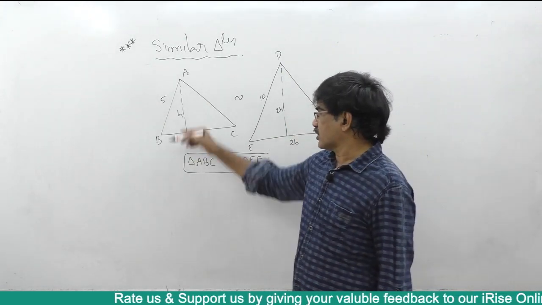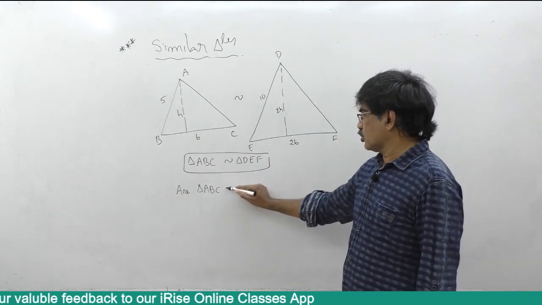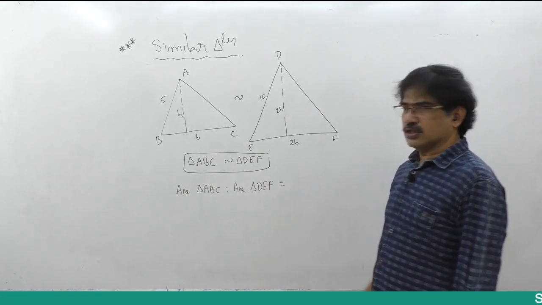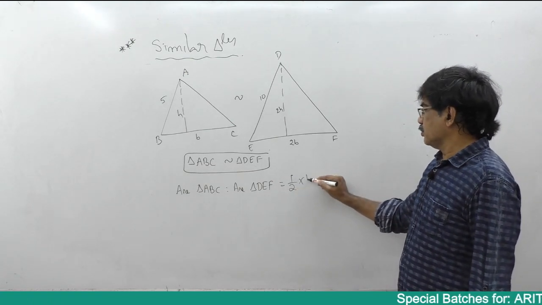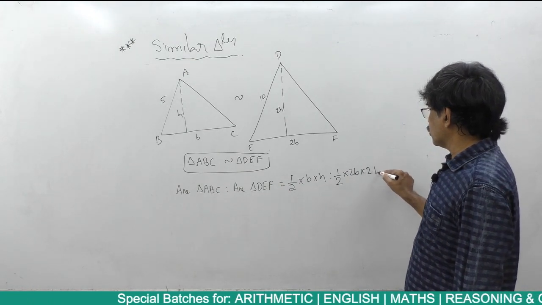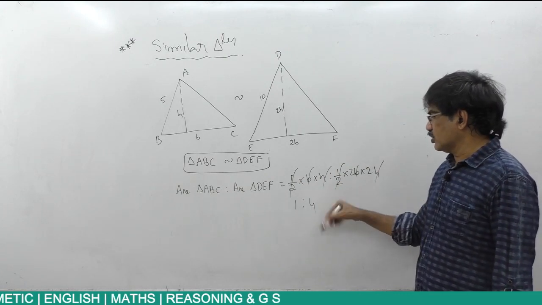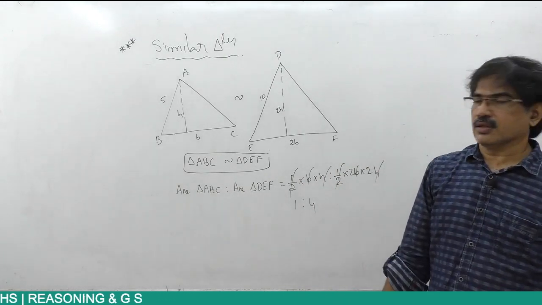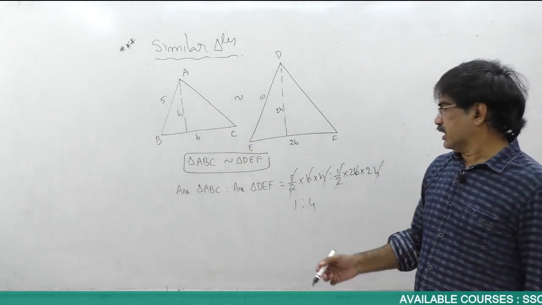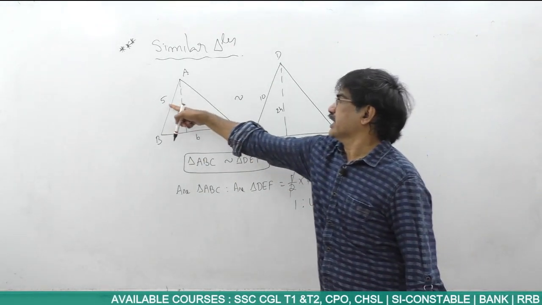Then what about the area of the first triangle? Area of triangle ABC is to area of triangle DEF is equal to half into base into height is to half into 2b into 2h. Half cancels, bh cancels. This is nothing but 1:4. So if two triangles are similar, then the ratio of areas is equal to the square of the ratio of sides.